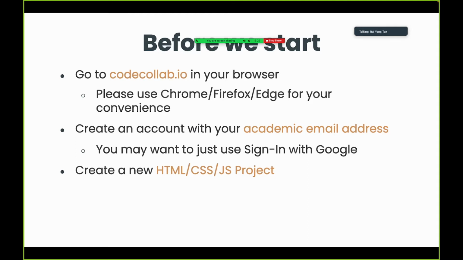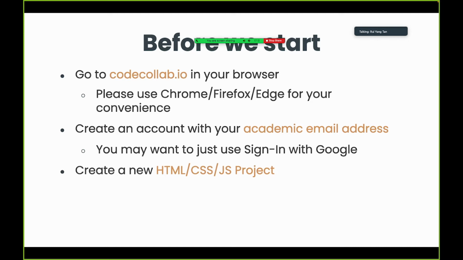Before we start, we have a few prerequisite things I need you all to do. First of all, I need you all to go to codecollab.io in your browser. If you can use Chrome or Firefox or Edge, that'll be better. Try not to use Safari unless you're on an iPad, because web development on Safari is a bit of a weird edge case. Create an account with your academic email address. If you have a school email address, like a students.edu.sg email, or in the case of my school, dhs.sg, vjc.sg, or whatever else, use your academic email address to create an account. Reason being, only academic email addresses can create HTML, CSS, and JS projects.